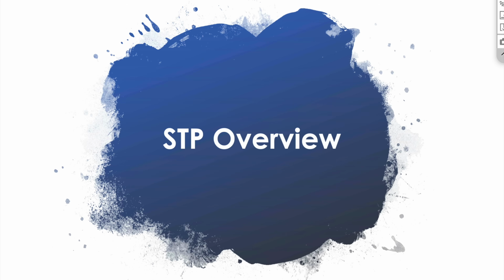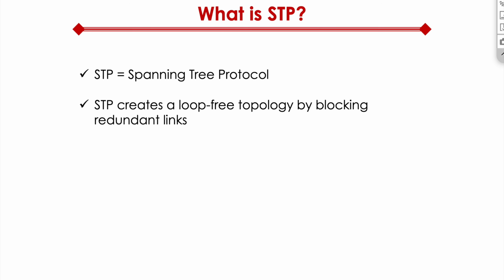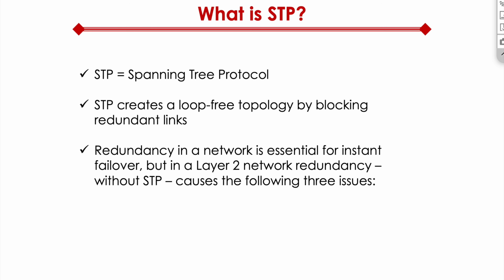Now, let's talk about STP. What is STP? It stands for Spanning-Tree Protocol. It's a layer 2 protocol, and the entire purpose in life for Spanning-Tree Protocol is to create a loop-free topology by blocking redundant links. Why do we need to do that? Well, in a network, we need redundancy. Without redundancy, we find ourselves in a bad place.